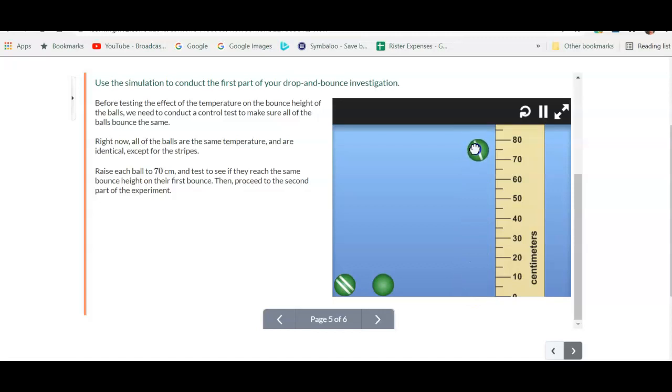Okay, we're holding it up. Okay, it looks like it does about the same. And then ball 3.